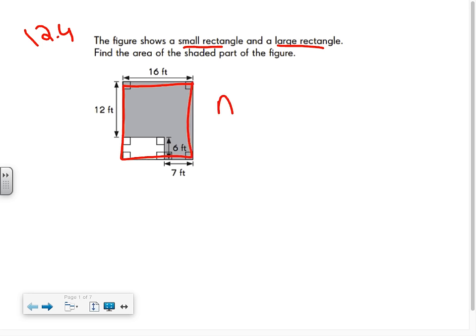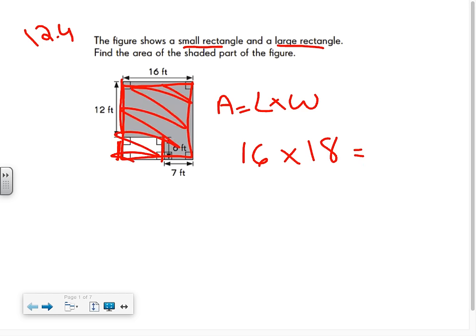I know the area is length times width, and I know that the length of this is 16. I know the width of this, well, this is 12, and if this is 6, I know the properties of a rectangle, and I know this is 6. And 12 plus 6 is 18, so I have 16 times 18, and whatever that is will get me the area of this whole entire thing. So 16 times 18 is 288 feet squared.